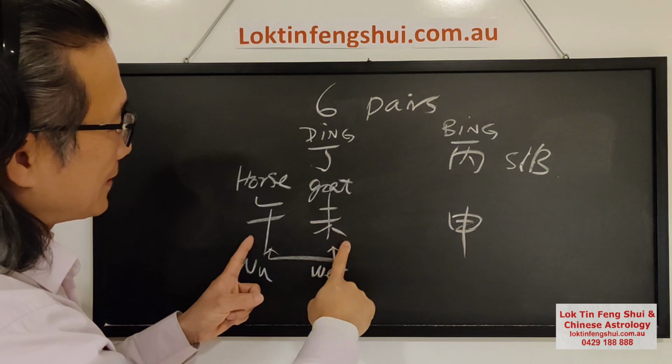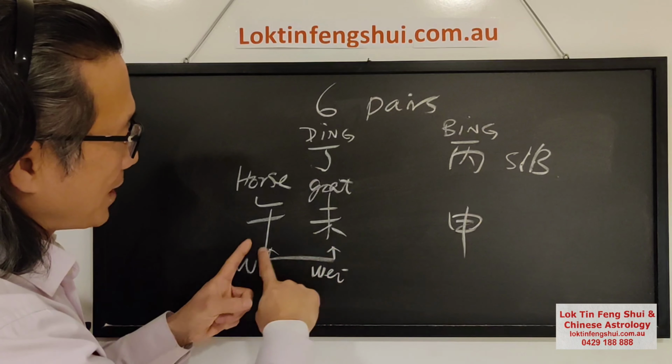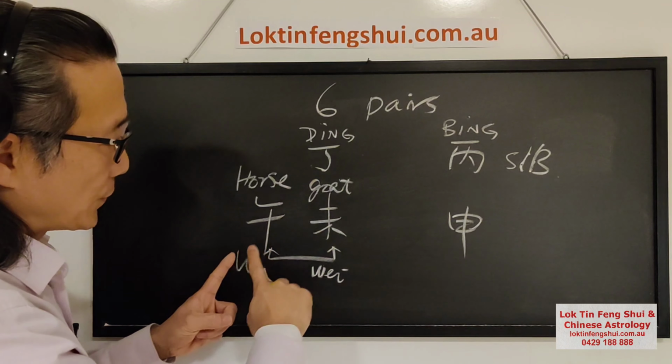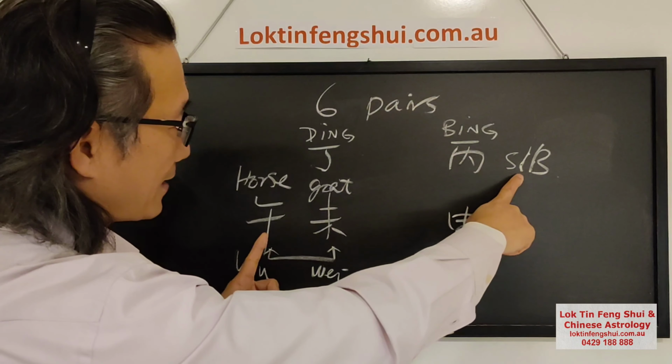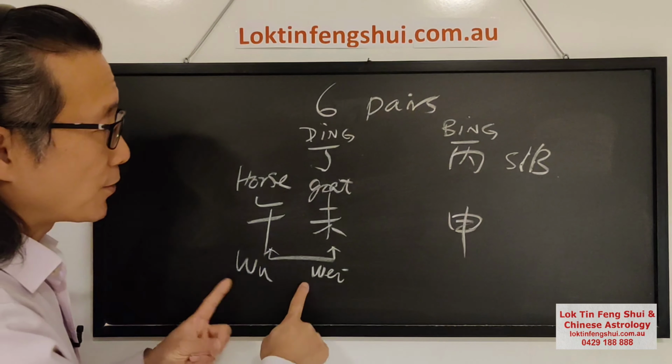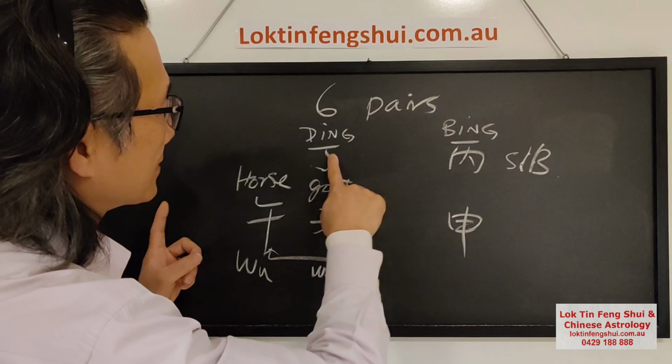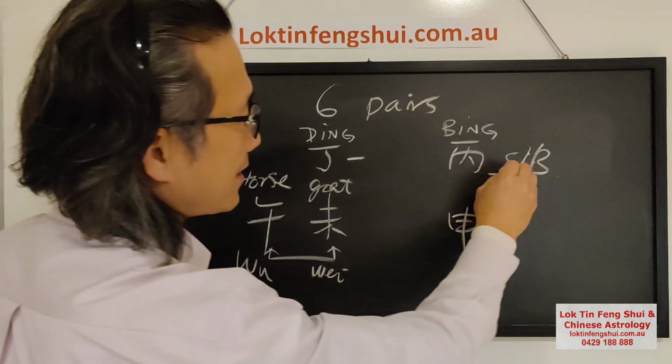So when this combines, it becomes fire. So this is Ding. Whether it becomes a sibling element or self element, we look at the yin and yang of the stem. This Ding fire is yin fire, this is the yang fire.